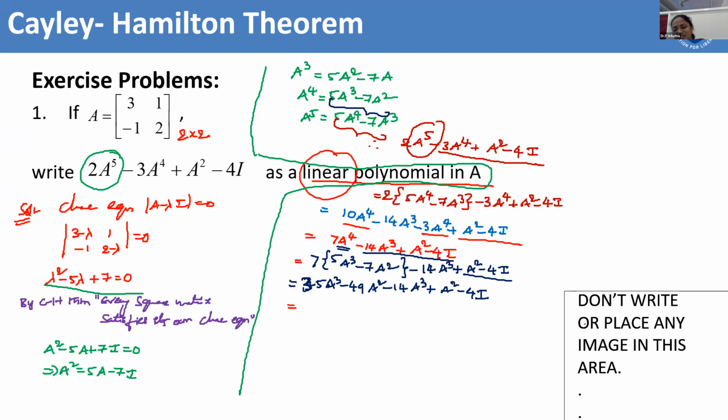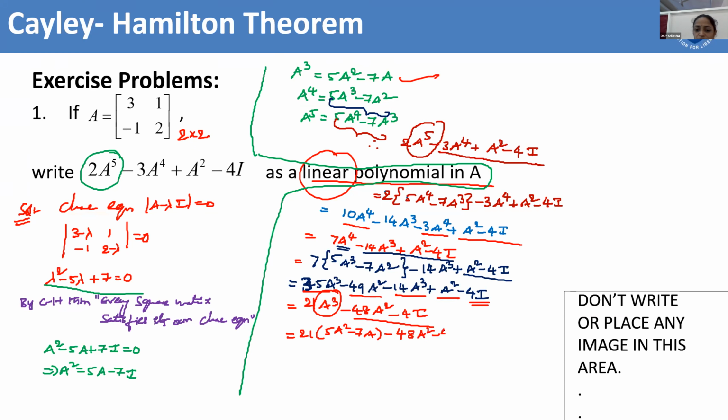So 21a cube minus 48a square minus 4i. Here the highest power is a cube, right? So substitute the a cube value here. So that is 21 into a cube, which is 5a square minus 7a, minus the remaining polynomial 48a square minus 4i. Simplify this one. Okay, very good.